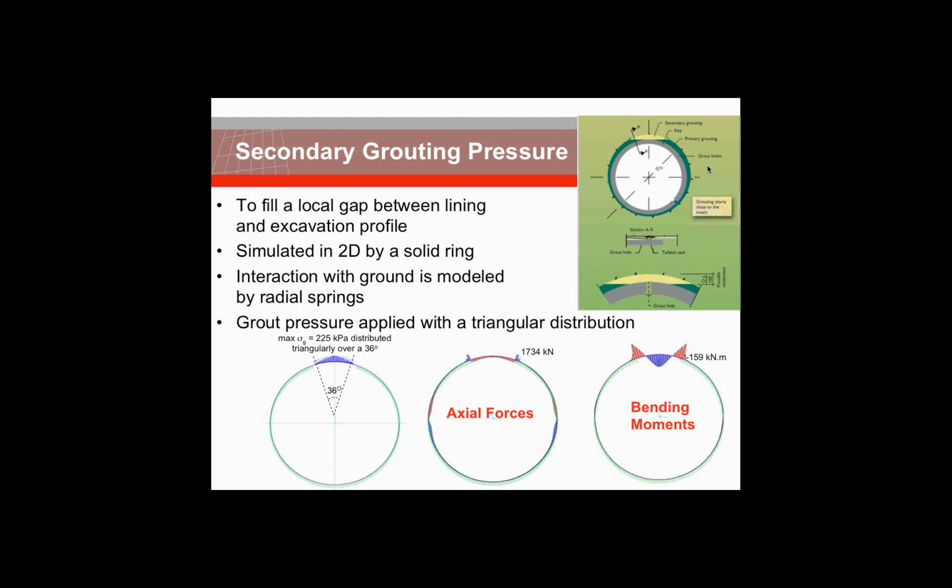This is a recommendation by ITA, International Tunnel Association. For the example in the case on the left side, you can see a maximum grout pressure of 225, which was from the previous case, distributed triangularly over 36 degrees on this ring. Axial forces and bending moments developed are shown here, which are significant.